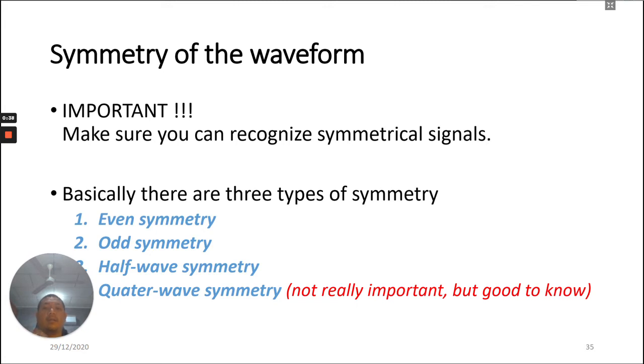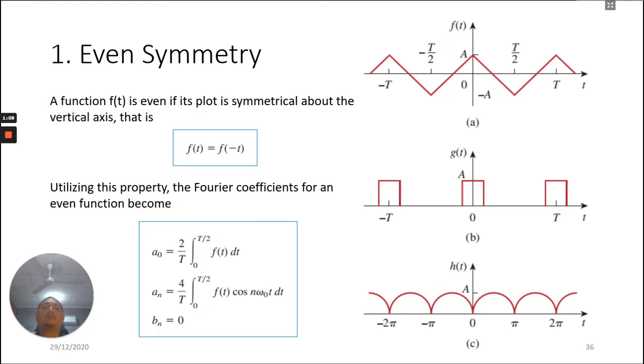Basically, there are three types of symmetrical signals. We have even, we have odd, we have half wave symmetry, and actually we even have quarter wave symmetry and hidden symmetry. But the other two are not really important. So it is enough for you to know what is an even symmetrical signal, an odd symmetrical signal, and a half wave symmetrical signal. Now first let's look at the even symmetrical signals.